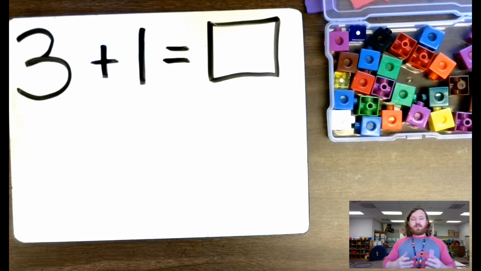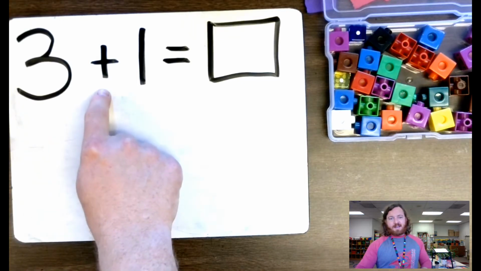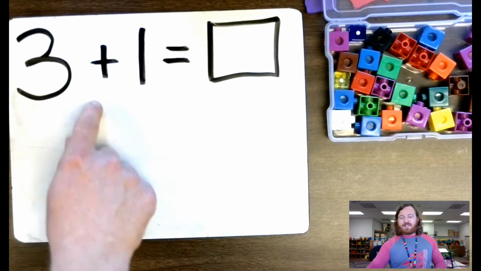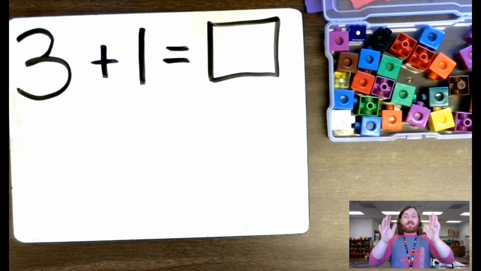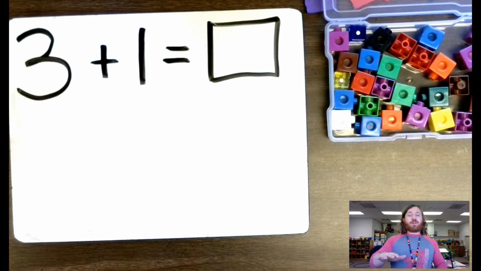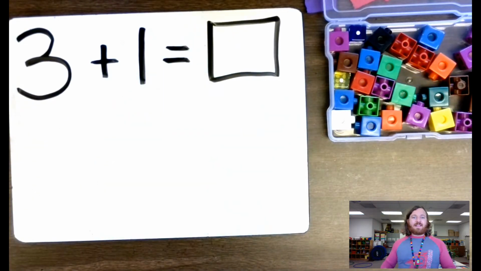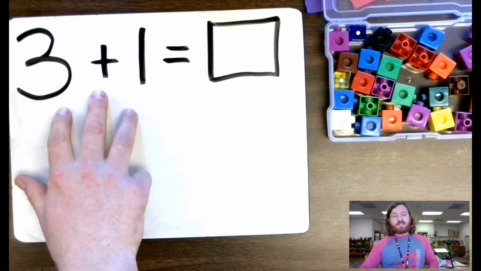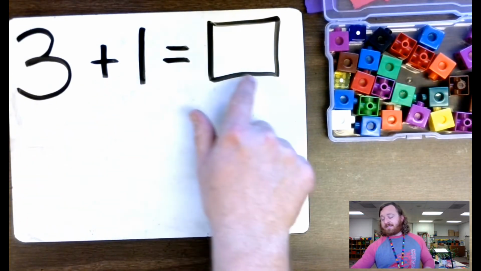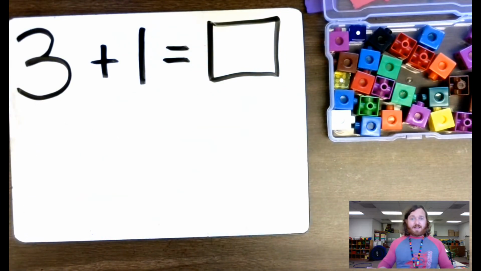So anyways, let's talk about some of the things that are on here first. This is a plus sign. Whenever you see a plus sign, that means you're adding. You're putting things together. That's what I teach my kindergartners. So when you add, you put things together. This is an equal sign, and the equal sign means same as. So whatever's on this side has to be the same as this side. So let's go ahead and get started.